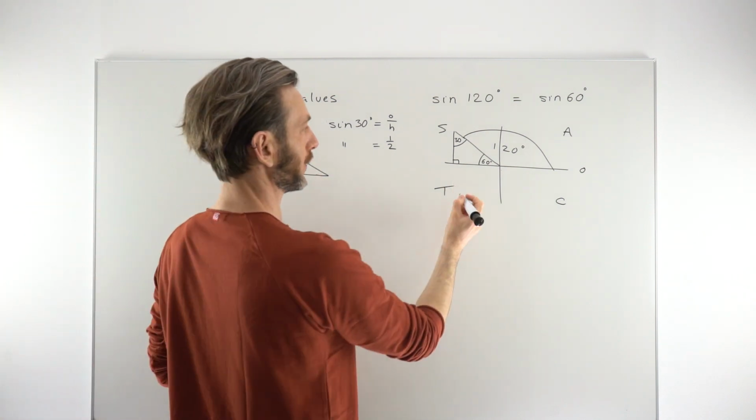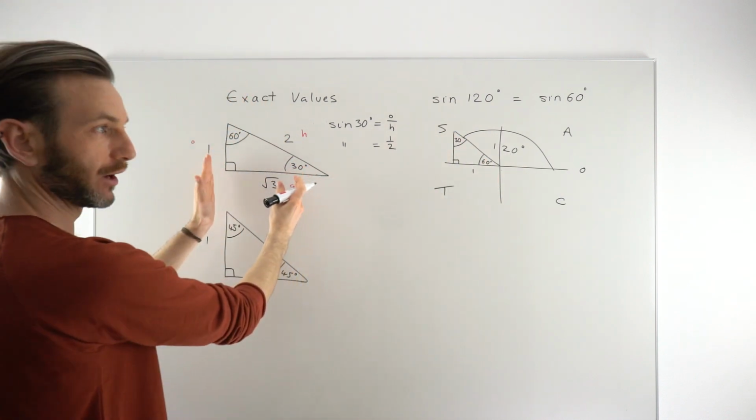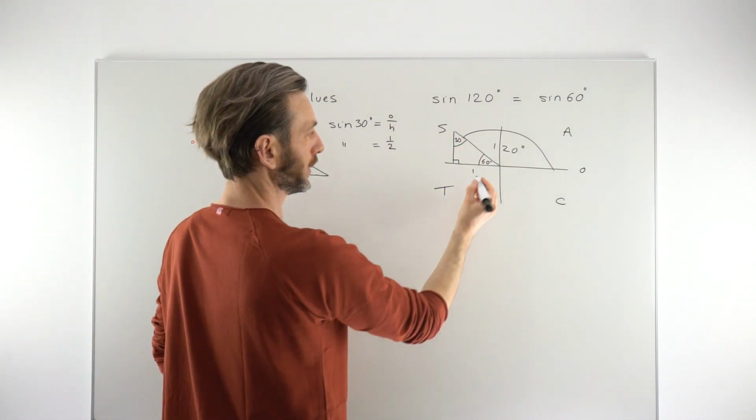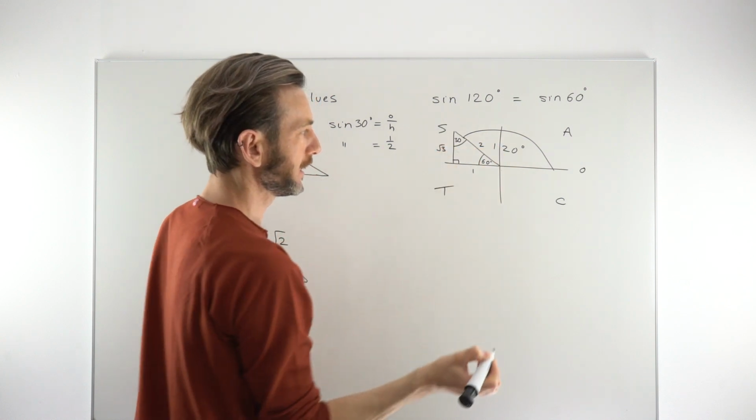Although kind of spun around the other way. Mark up the sides. You could even pull this out and make a separate diagram if you wish. I'm just going to mark it all on here. So marking up the sides, that would be 1, 2 and root 3.